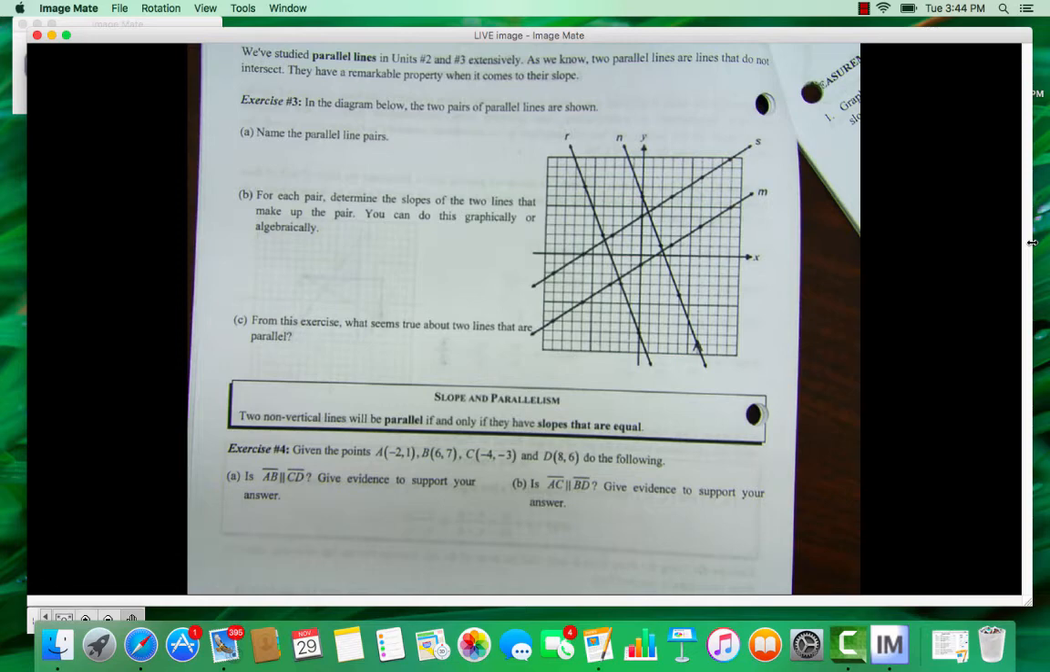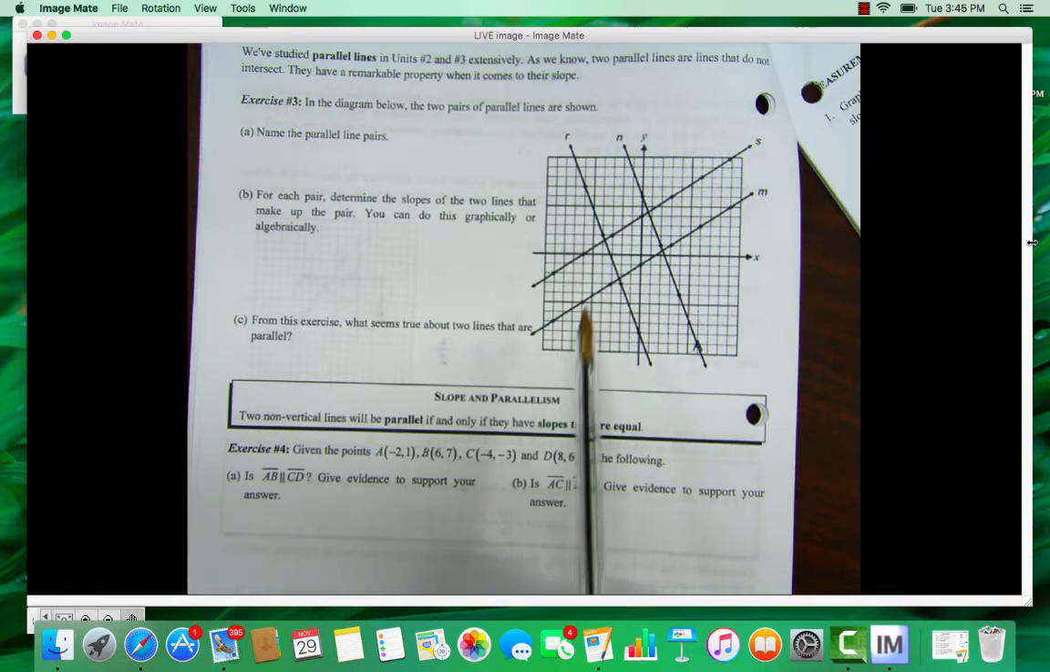So with the back of the page, we looked a lot at parallel lines earlier this year. We looked at parallel lines cut by a transversal, and then we used the parallel lines in our proofs. And as we know, parallel lines are lines that do not intersect. What we're going to look at is the slope of those 2 lines.